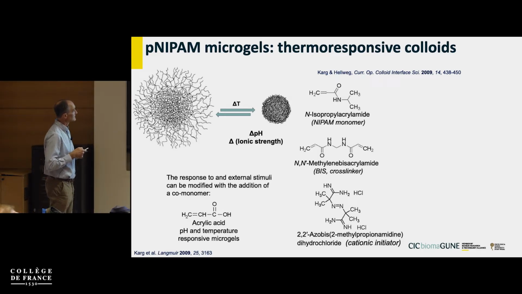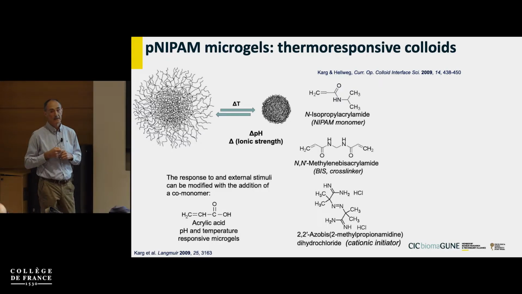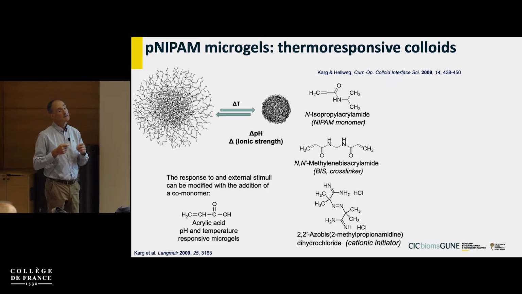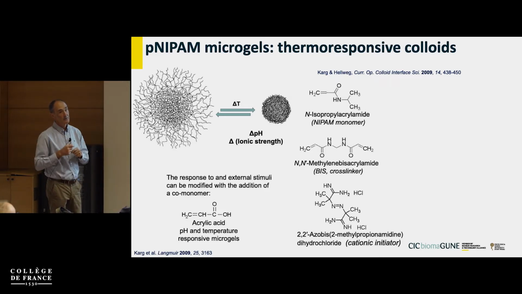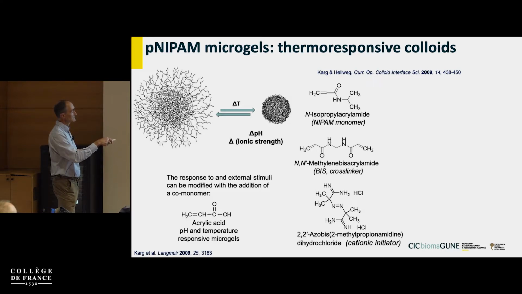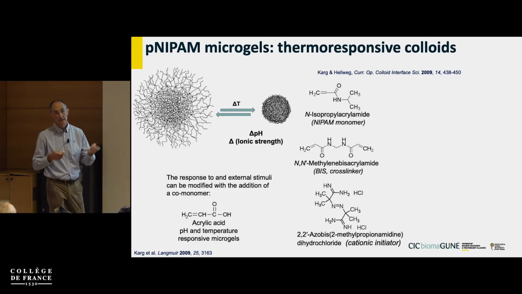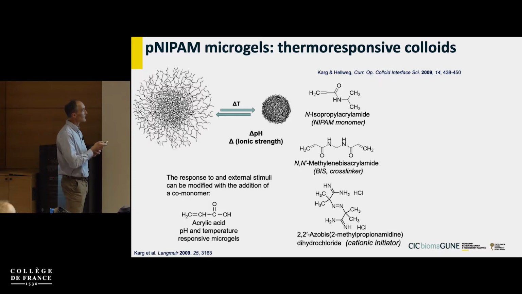And this is driven by a phase transition where at low temperature, typically, these particles are hydrophilic, and they become less hydrophilic at higher temperature, so they collapse because the branches of the polymer prefer to be in contact with other branches of the polymer rather than with water. And as I said, by playing around with additives, you can make them sensitive to pH or to ionic strength or to a few other things.